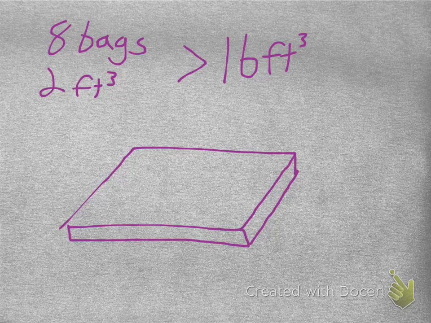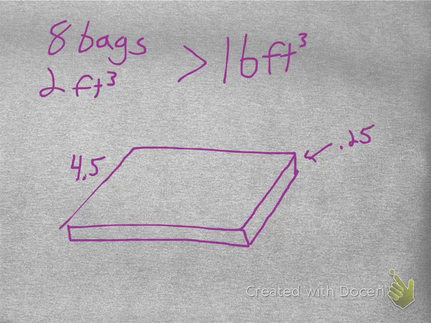Now, we know that the garden here is 4.5 feet wide, and we know how deep it is? 3 inches. Now, what is 3 inches in terms of feet? It's a fourth of a foot. So what is a fourth in decimals? 0.25. So we've got 0.25 as far as the depth or the height.